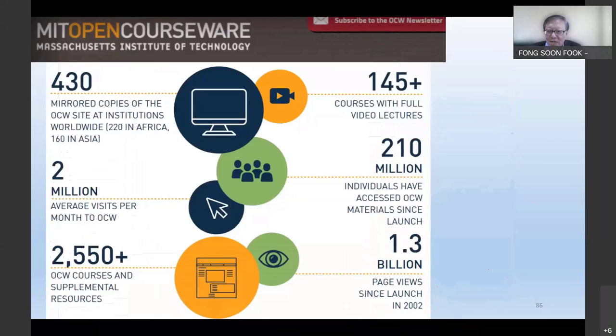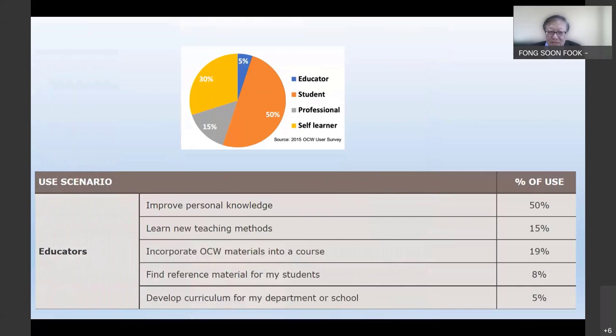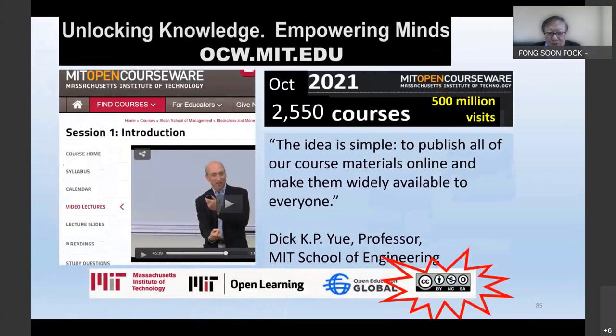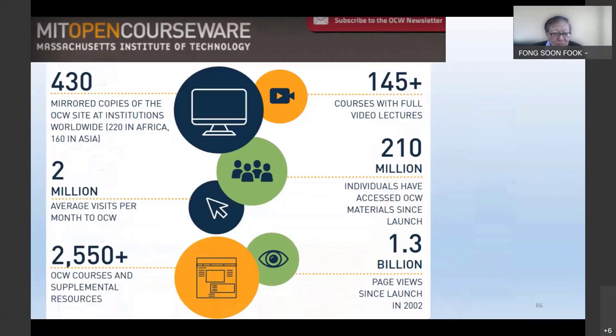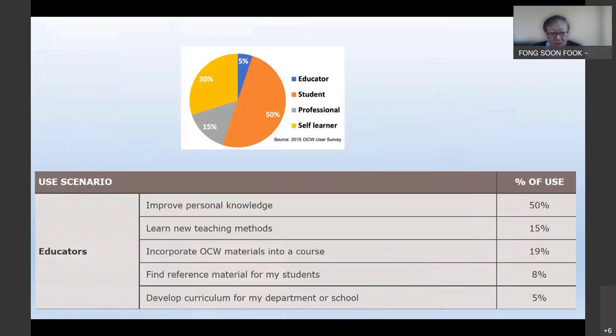I'm giving you this example because many of your teachers come from different disciplines, even though they are in special ed. So there are many available materials to support them. There are surveys done among educators who visit MIT, because look at the number of people who visit them, millions. 50% say they want to improve personal knowledge, learn new teaching methods, and incorporate OCW materials into a course. OCW is the OER, by the way. They use the word OpenCourseWare, which is actually OER.